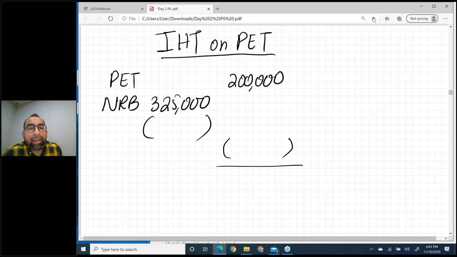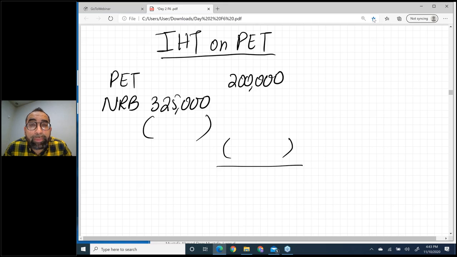Now, for NRB reduction, we never stay at the date of death. We stay at the date of gift. And what was the date of this gift? I think 1st August 18. The date of this gift was 1st August 18. You will stay at 1st August 18, and you will see 7 years back.